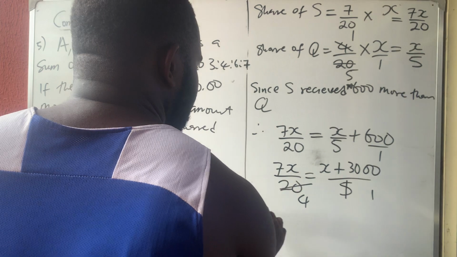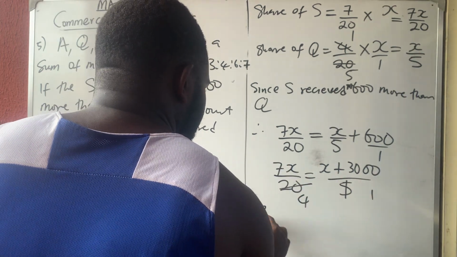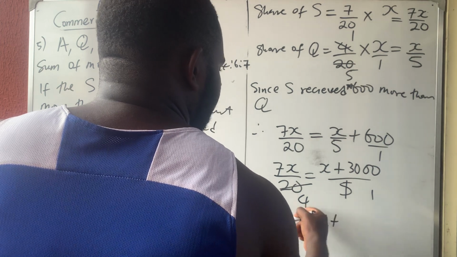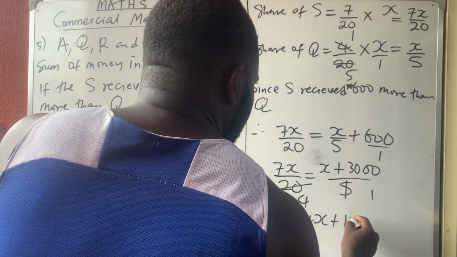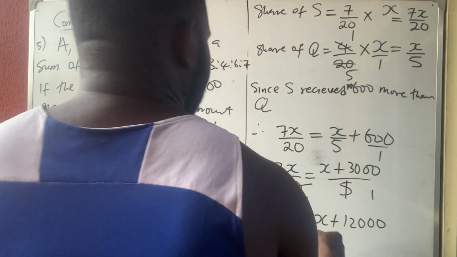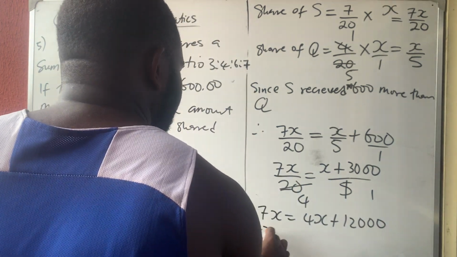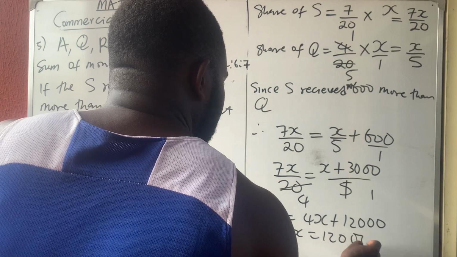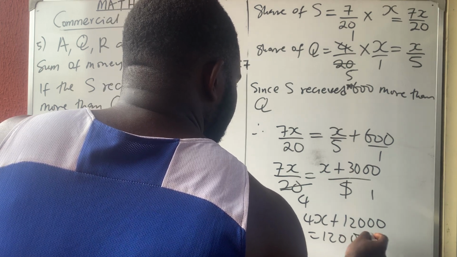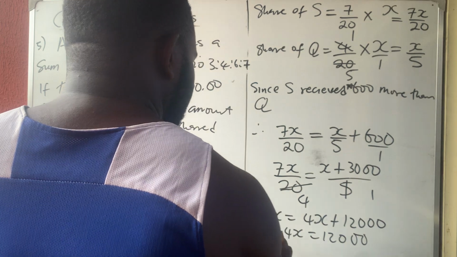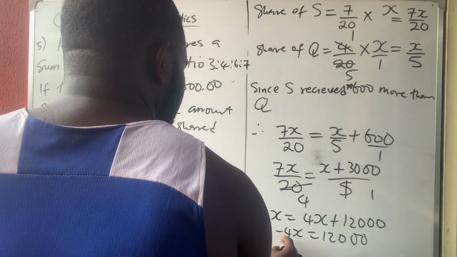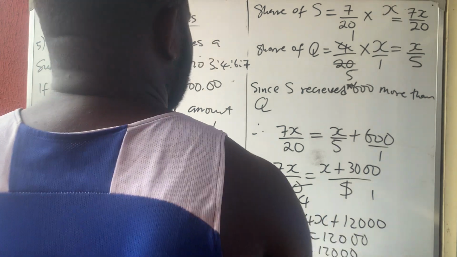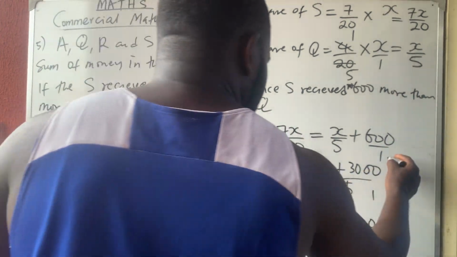So before I cross multiply, this time this will give you 7x is equal to 4x plus 4 times this, 3 times 4 is 12. Add all the 3 zeros. So this one coming here, I have that 7x minus 4x is equal to 12,000. All right. So therefore, this and this will give you 3x is equal to 12,000. So therefore, permit me to just finish it here.